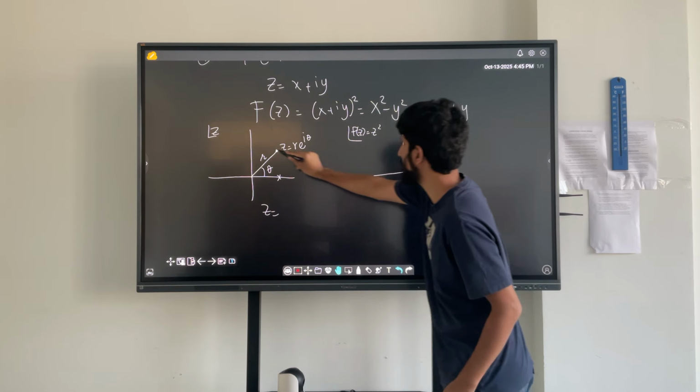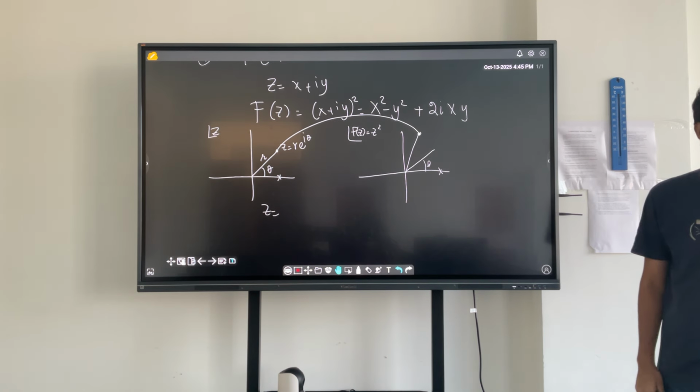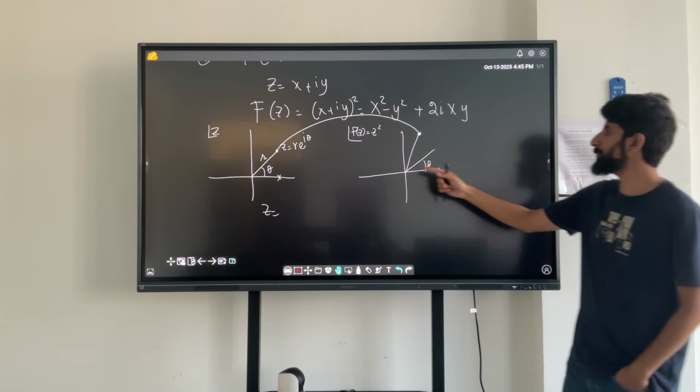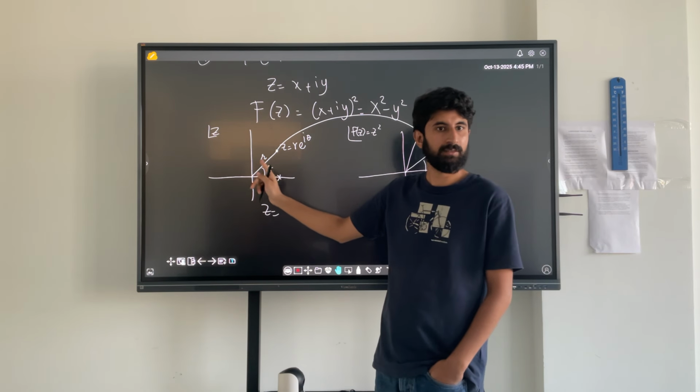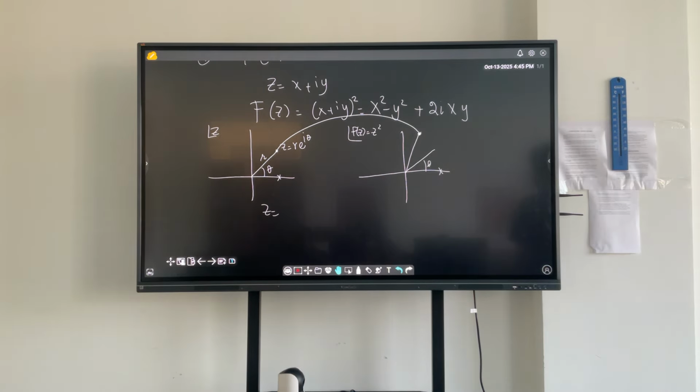So this point goes to this point, 2 theta. So this is mapping points. I can map curves as well.